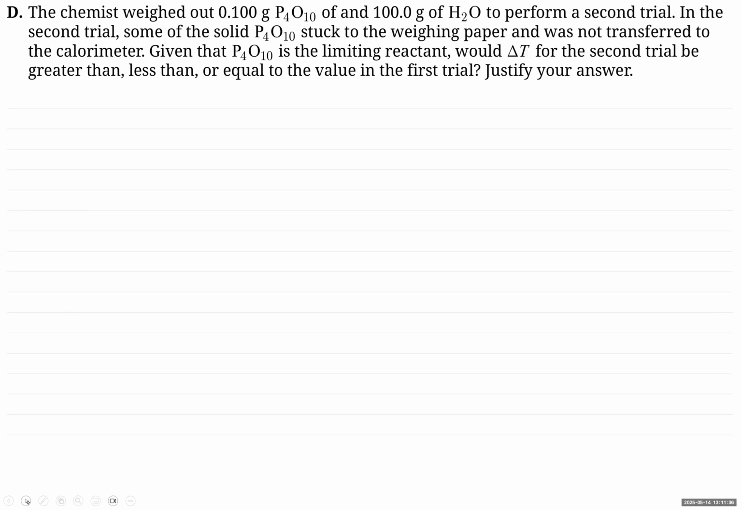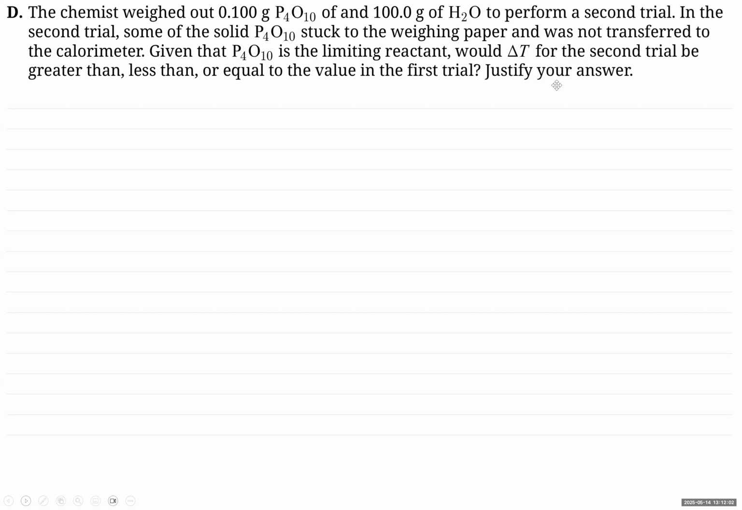The chemist weighed out 0.1 grams of P4O10 and 100 grams of water to perform a second trial. In the second trial, some of the solid white phosphorus stuck to the weighing paper and was not transferred to the calorimeter. Given that the P4O10 is the limiting reactant, would the delta T for the second trial be greater than, less than, or equal to the value of the first trial? Let's think about this for a second before we start answering this.